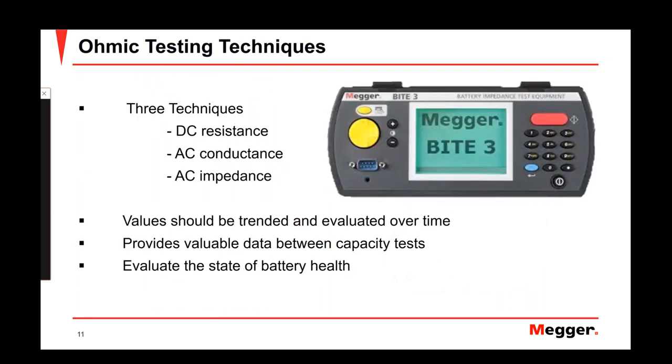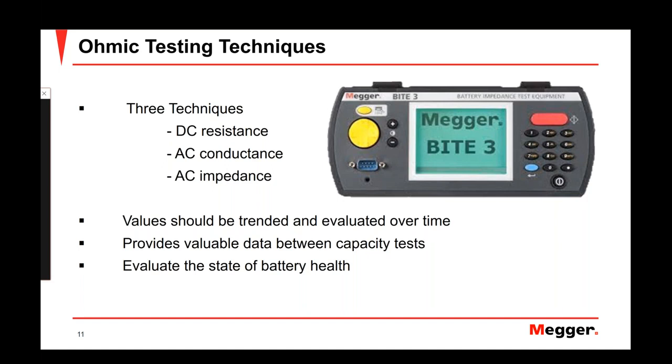Now, ohmic testing techniques, whenever we talk about that, we have to consider a couple things. So batteries have resistive, capacitive, and inductive characteristics. And that ohmic equivalent, we can measure that. Now, we can do it a couple of different ways. We can either do it with an AC signal or a DC signal, and that equivalent value is either going to be an AC impedance value or a DC resistance value.